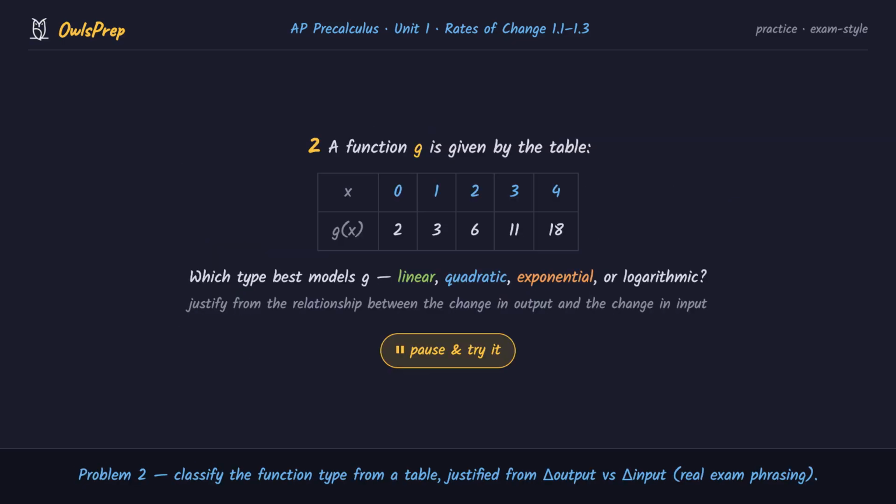Problem 2. A function g is given by this table. At x equals 0 through 4, g is 2, 3, 6, 11, 18. Which type best models g? Linear, quadratic, exponential, or logarithmic? And here's the exam's exact instruction. Justify your answer from the relationship between the change in the output and the change in the input. Pause and try.